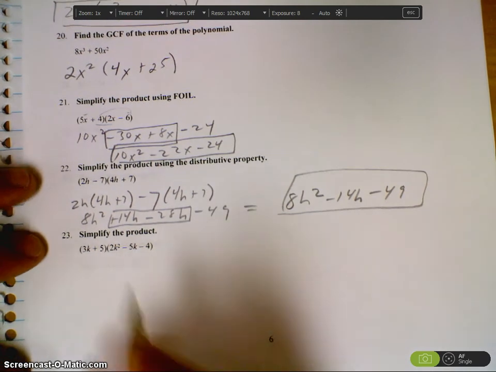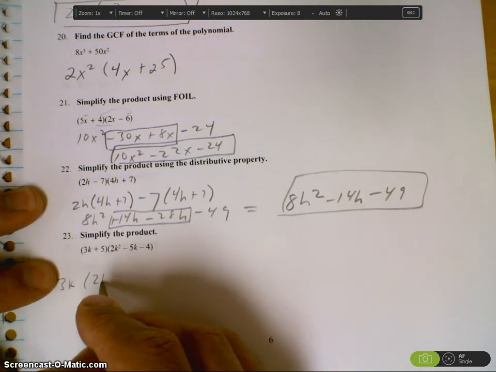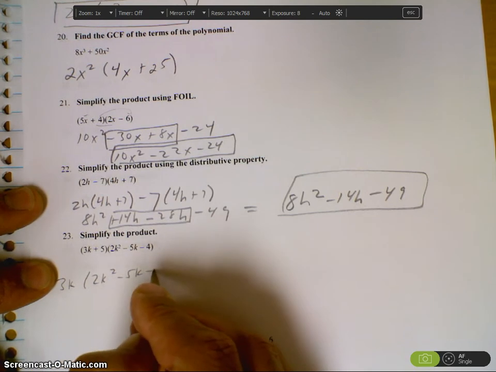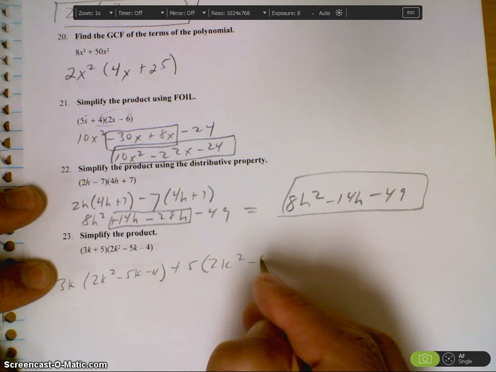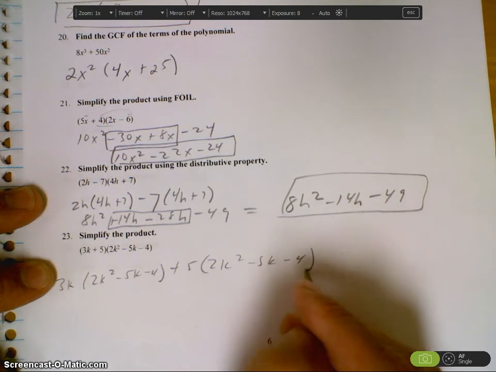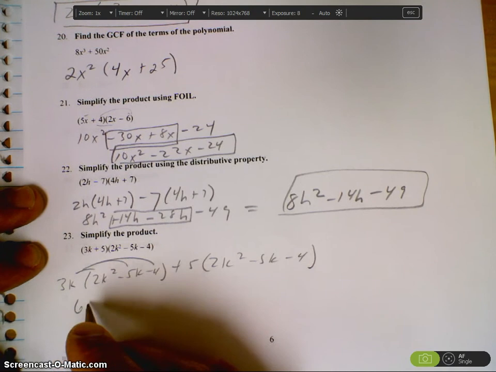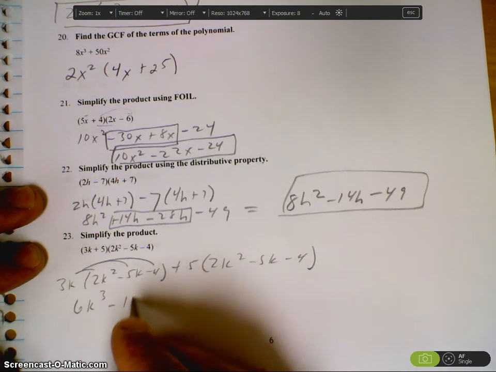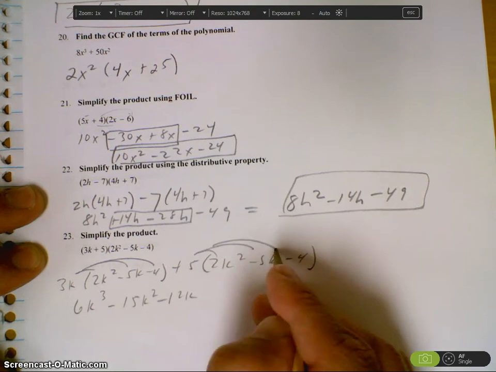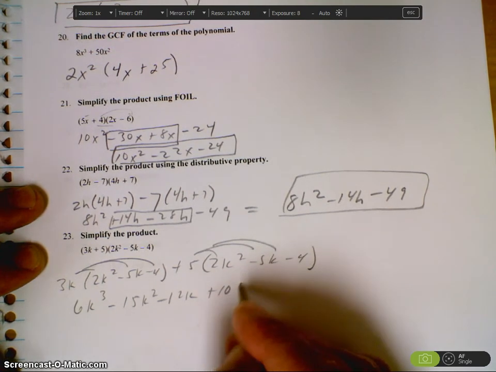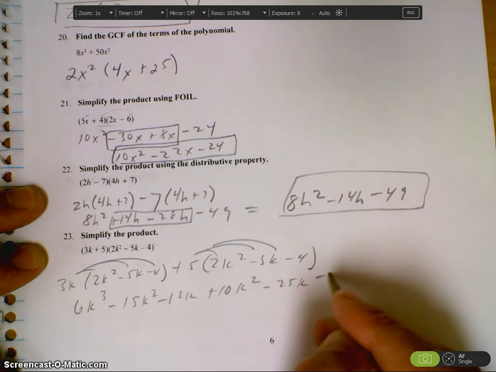All right, this one we're going to have to distribute. So again, write 3k and then write the second trinomial. Plus 5 times that trinomial. Distribute. 6k to the third minus 15k squared minus 12k. And then distribute again. 10k squared minus 25k minus 20.